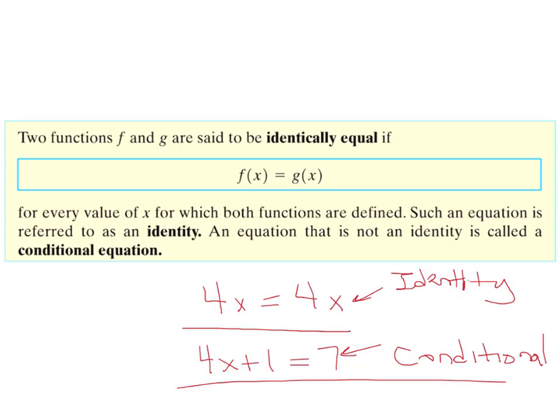Right? Because this one is only true when x equals 3 halves. Is that right? Yeah, 3 halves. So when x equals 3 halves, this is true. So that's why it's called a conditional equation. Does that make sense? Does everybody understand what I'm saying? Okay, very good.